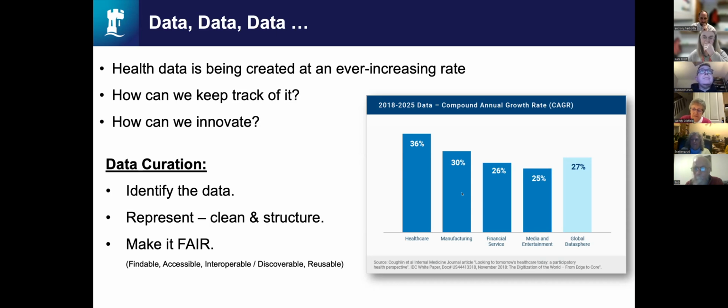So in my line of work, we look at identifying data, representing it, cleaning it, structuring it, and making it FAIR. So we try to make things findable, accessible, interoperable, discoverable. So not just human to human, computer system to computer system, make it reusable.